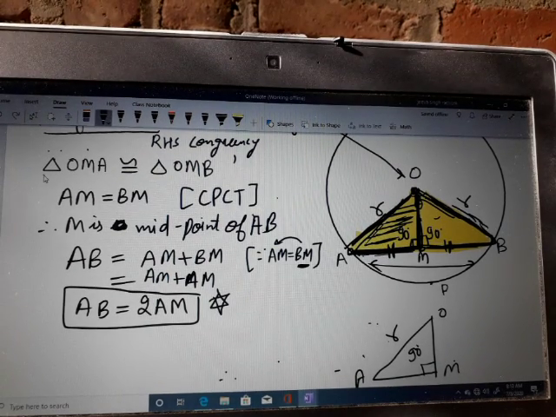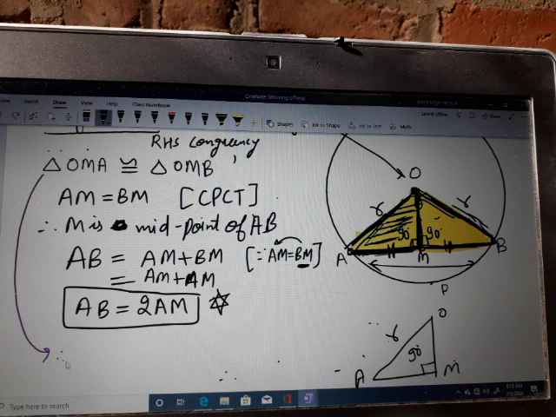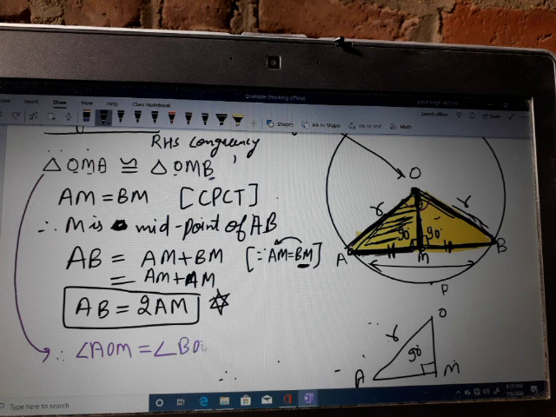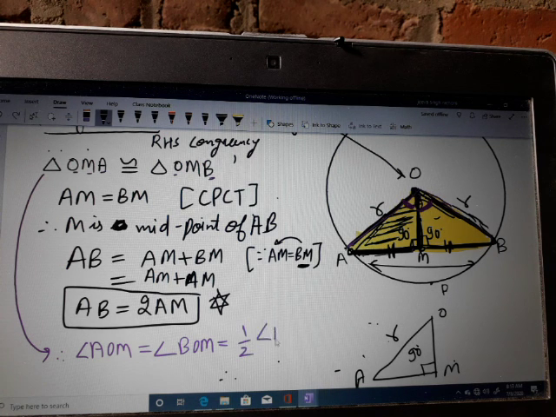By congruency, one most important result I will also get: this angle is also equal to this angle. Angle AOM equals angle BOM. That is equal to half of this angle. This angle is equal to this one, that means half of the complete angle AOB. Half of angle AOB, that is given theta, that is equal to theta by 2. This is also important. In this triangle I will get this angle equals theta by 2.